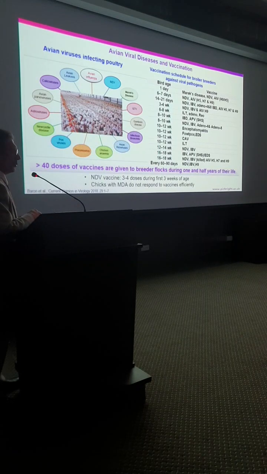One way is to give much less, maybe 4 or 5 rather than 40, to protect the bird from these viruses. So in both cases, either the vaccine has more potency, so you only give 1 dose, or you have a multivalent vaccine.